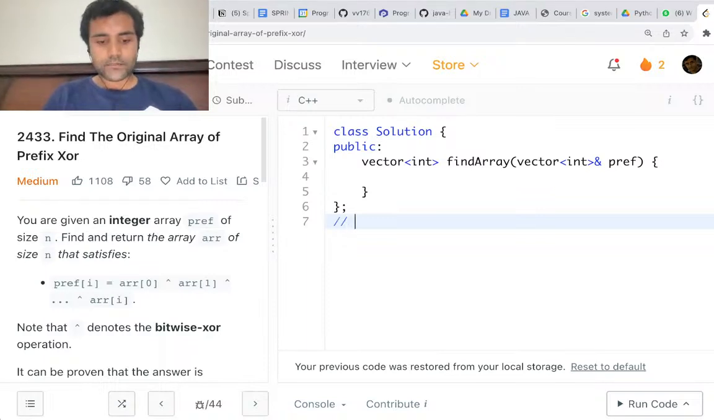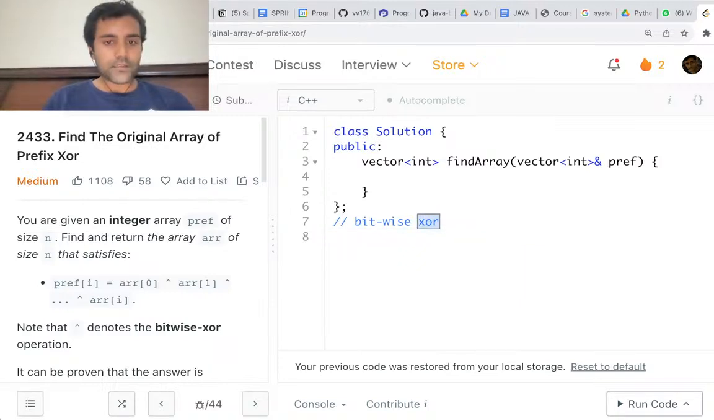There is an operation which is called XOR. It is a bitwise operation. I remember having taken some YouTube live session on some other questions of bit manipulation where we had the XOR operator. So is anyone here who does not know about the XOR operator?